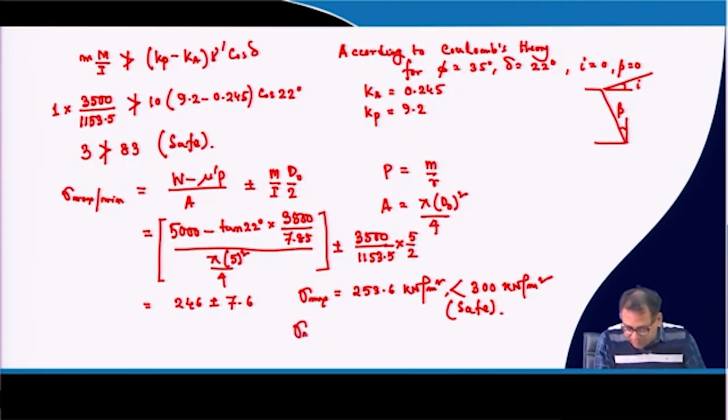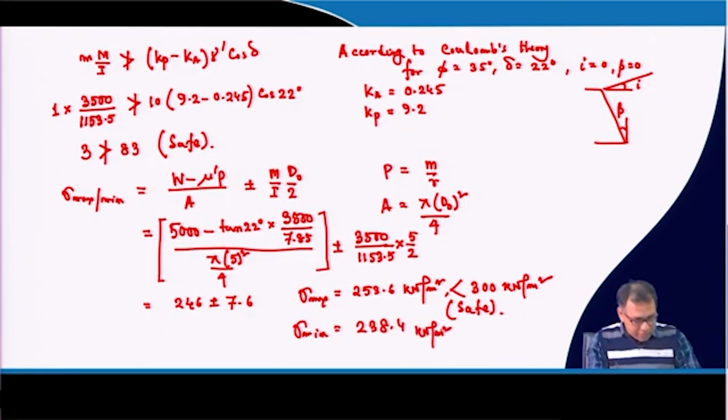Okay, and sigma mean is also 238.4 kilonewton per meter square. So, negative pressure is also not developed. Okay. So, that means we have done all the checks, and under these conditions or these values or these configurations, the well is stable. Now, we will do the same problem by the ultimate resistance method.